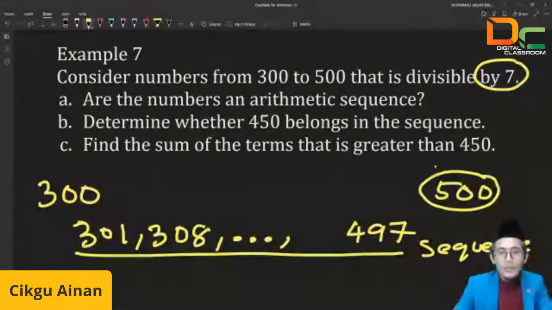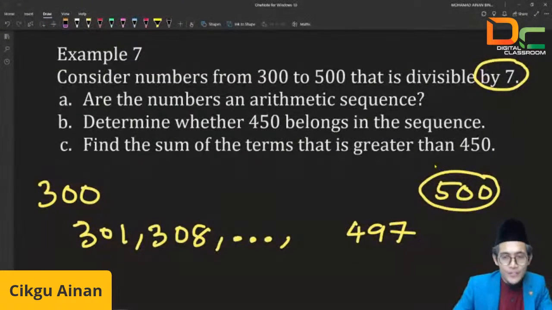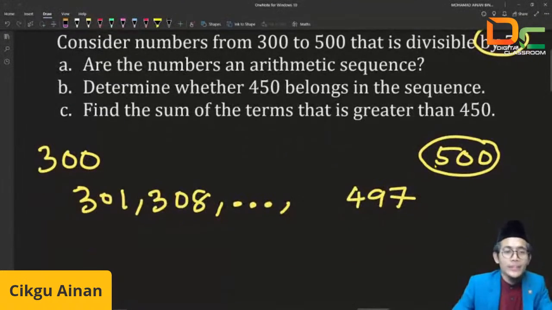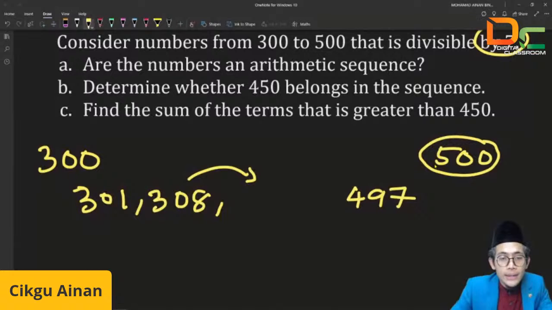So, how to know? We find the common difference. We have to find common difference. How to find common difference? Oh, tak boleh lah kalau macam ni. Ni kena padam. Kena cari lagi satu. Add lagi satu. Add 7, 308, 7, 315. Okay, then dot lagi. Okay, sorry. Patut ada 3 nombor.